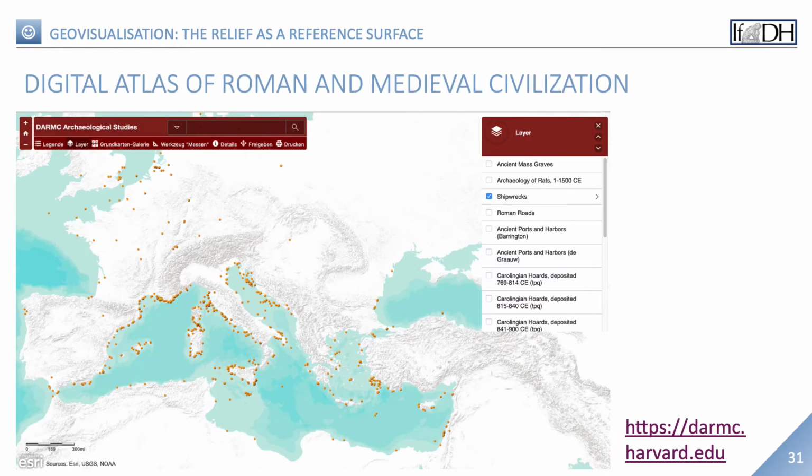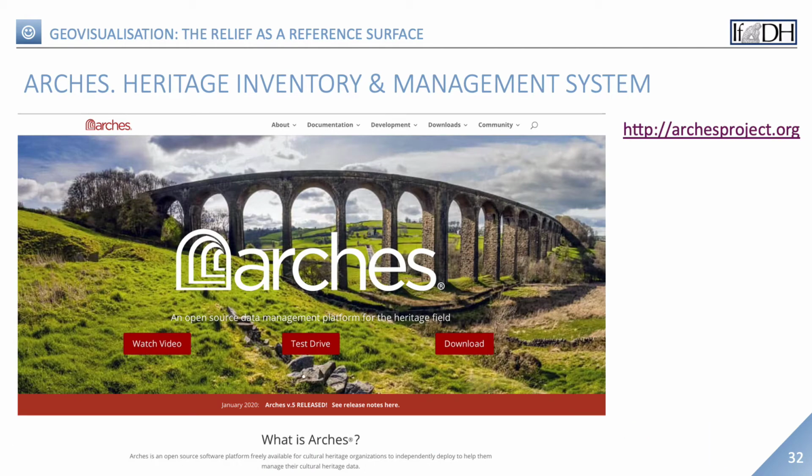For the Roman and medieval world, the digital atlas of Roman medieval civilization was created at Harvard in a similar way, which additionally includes a large number of historical and archaeological sources. In my screenshot, I show you the sites of shipwrecks, but it also lists, for example, mass graves, hoards of coins and other treasure finds, Anglo-Saxon occupied areas, or pre-Roman settlements, to name just a few examples. Heritage in general is addressed by Qgis, an open-source software platform that uses semantic technologies and is freely available to cultural heritage organizations to help them manage their data.